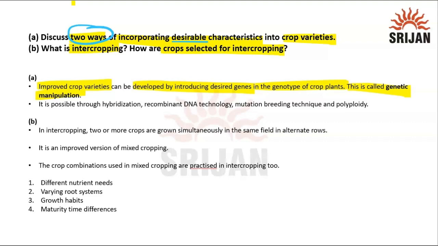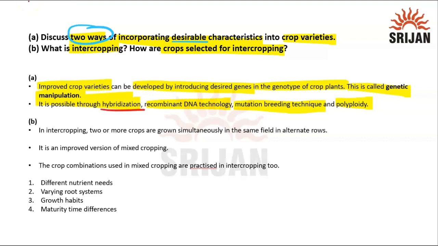The plant has a natural way of utilizing its genes, but now you are adding the gene which it doesn't have. You are adding those genes, so now it has the property or the characteristic of those genes as well. The second way is hybridization. There are other methods too, like recombinant DNA technology, mutation breeding technique and polyploidy, but since we need to talk about two ways, I can tell you about hybridization.